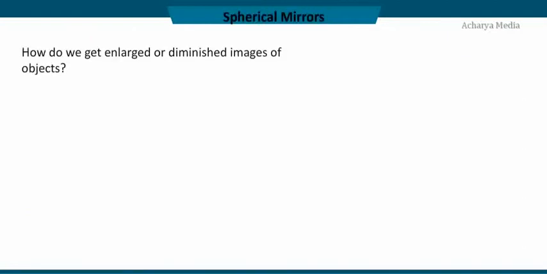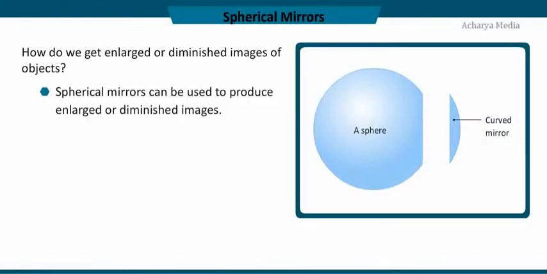We know plane mirrors form images of size equal to the size of objects and at the same distance from the mirror. If we need an enlarged or diminished image, how do we get it? Yes, spherical mirrors can be used to produce enlarged or diminished images. A spherical mirror is a curved surface mirror that has the same shape as a portion of a large sphere.